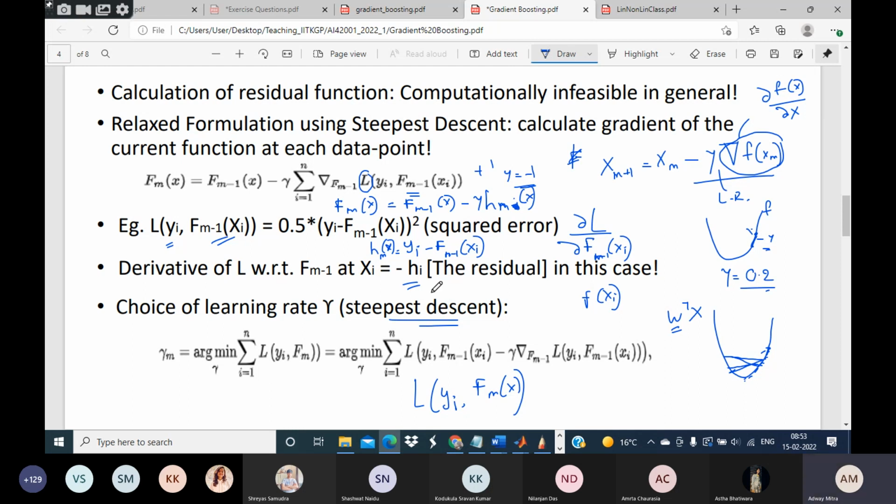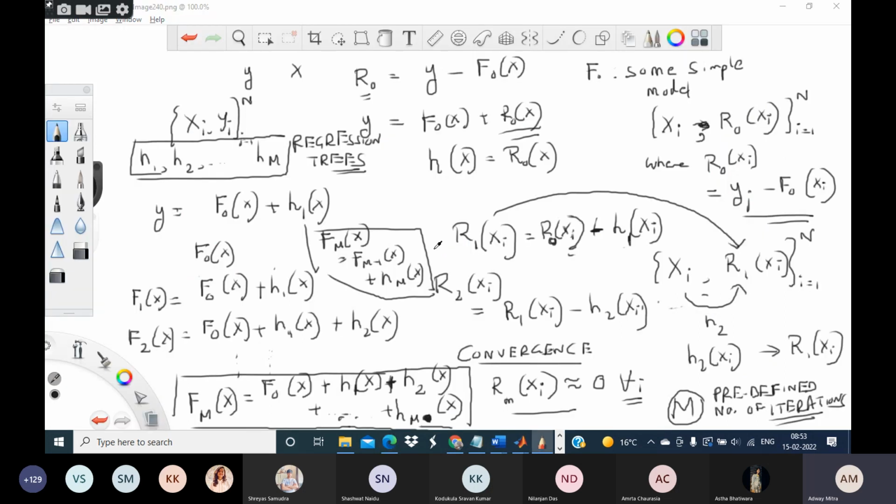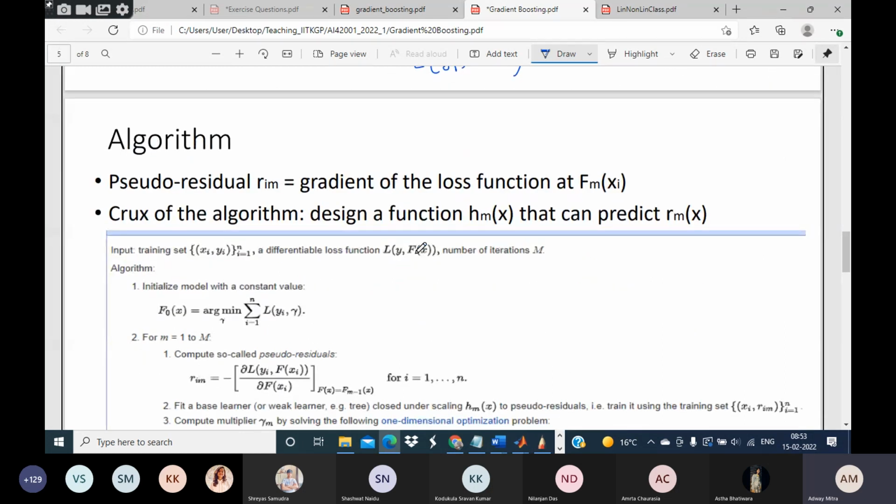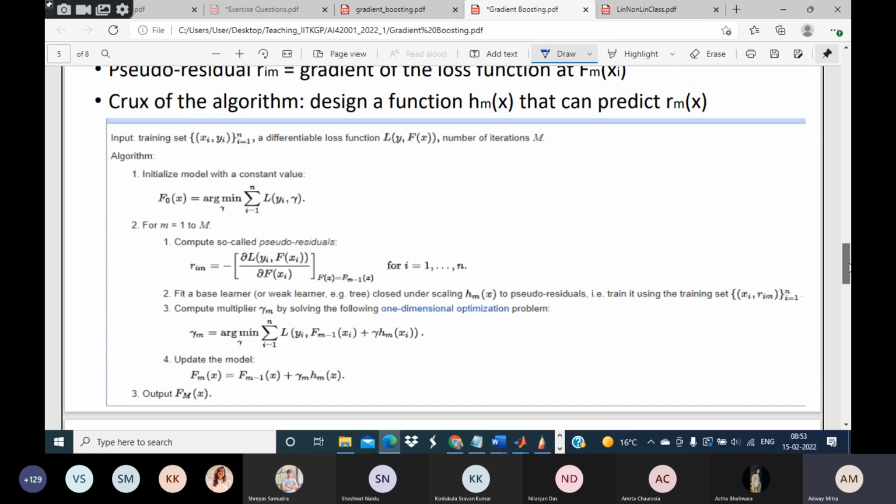Now we have seen that this idea is equivalent to what we were talking about earlier in the special case where gamma is equal to -1 and the loss function being used is the squared error loss function. But it is possible to use other kinds of loss functions also. We will look at some other loss functions, but before that, let us quickly summarize the general algorithm.